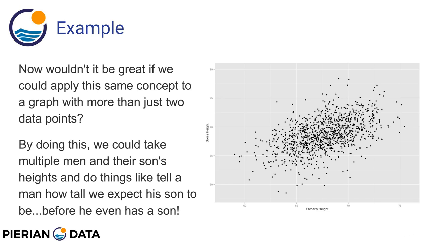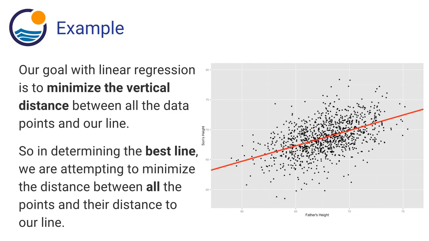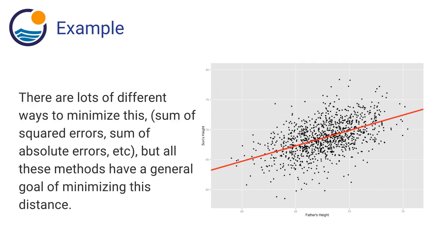And if we look at this plot, on the x-axis we have a father's height, and on the y-axis we have a son's height, and then various data points. And you can probably already tell just by looking at this plot how a regression line would look on top of it. So our goal with linear regression is to minimize that vertical distance between all the data points and our line. So in determining the best line, we are attempting to minimize the distance between all the points and their distance to our line. Now there's lots of ways to minimize this, and this is basically where that math comes in. Some of these different methods that you may have heard of before are called sum of squared errors, sum of absolute errors, etc. But all these methods have the same general goal of minimizing that distance.